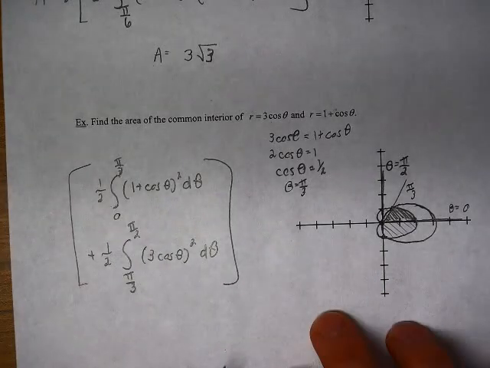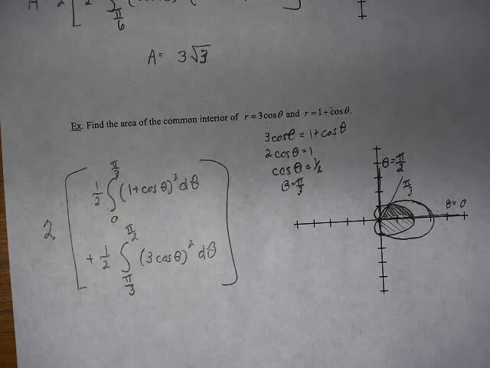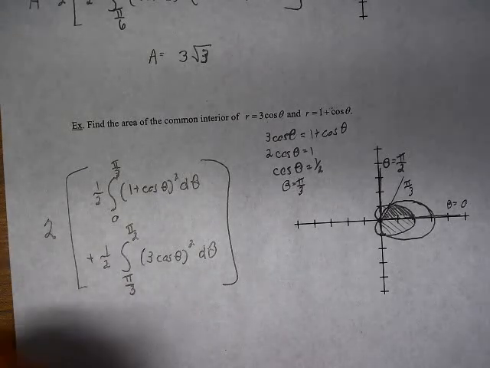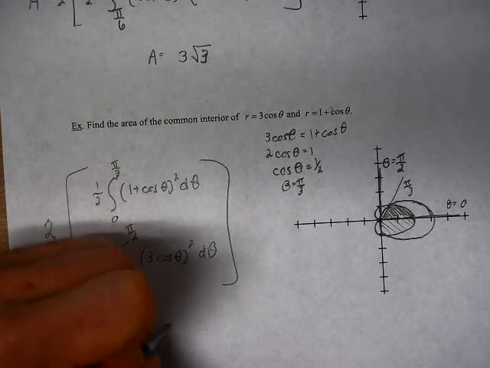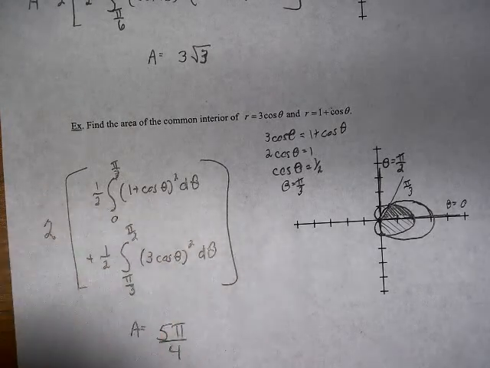So in order to find the total common interior, I'm going to have to double that quantity that I find there. And when we work through these two integrals and then double them, we're going to find that the area is equal to 5 pi over 4.